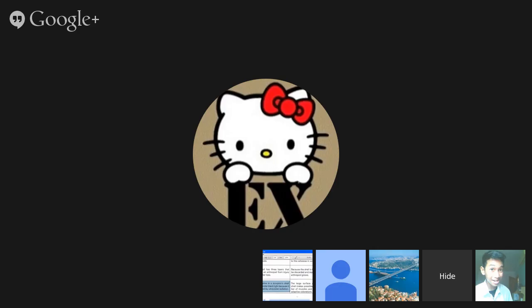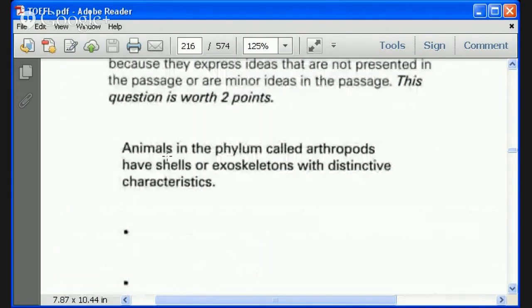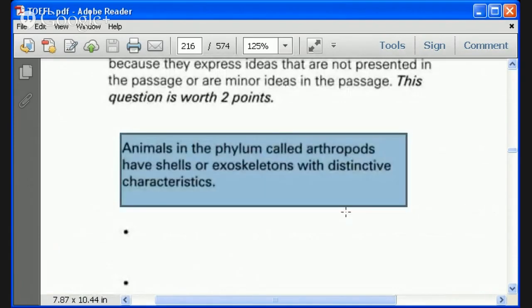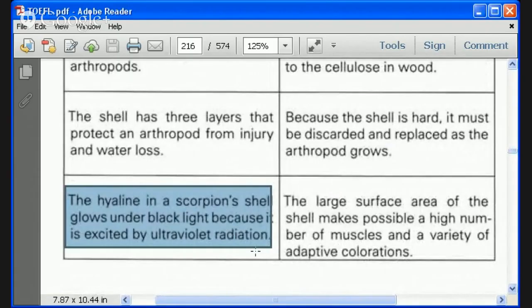Here you go. Ultraviolet radiation. The scorpion shell glows under black light because it is excited by ultraviolet. Okay. Is this statement related to this? Under the ultraviolet, scorpion. Maybe ultraviolet makes their shell harder. So it's kind of sunlight. Right, but that's okay. All right.